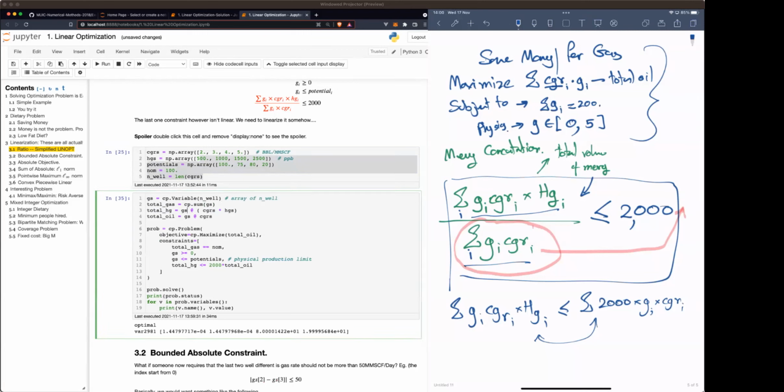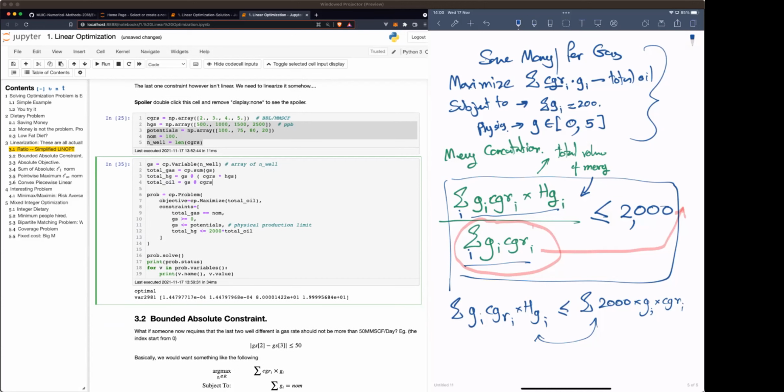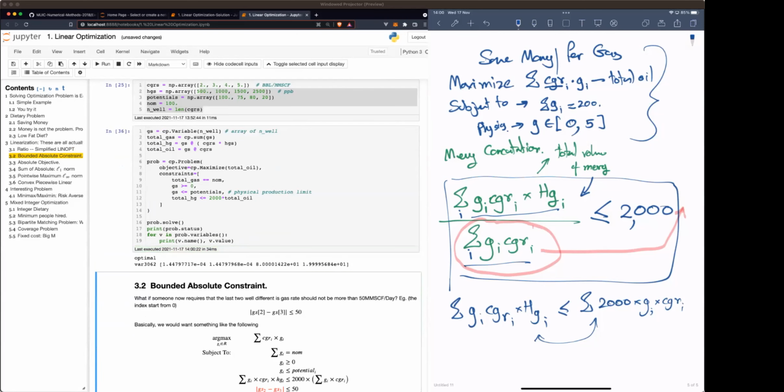Okay, and then you get the total oil. This is how you calculate it, and then you just define your problem exactly the same way you did before, and then you make that, and you find that this is how much gas you should produce from each one of them. So it says produce 8 from this, produce 2, produce 80 from the third well, and produce 40 from the fourth well.